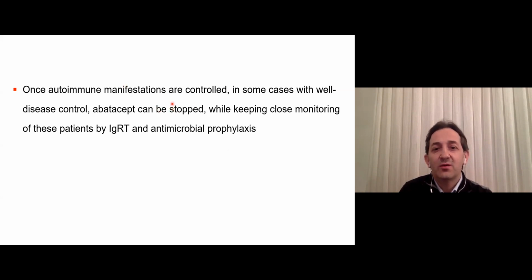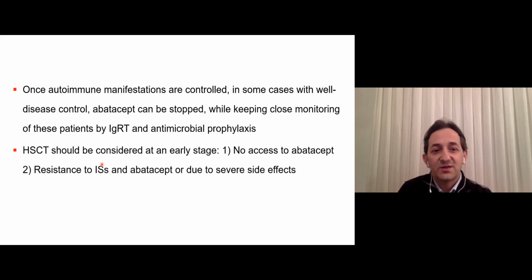And lastly, when following those patients long-term, if the disease is well controlled, abatacept can be stopped in some patients while keeping them under very close monitoring and follow-up with immunoglobulin replacement therapy and prophylaxis long term. And also transplantation, as we saw in our cohort, should be performed at an early stage, especially for patients who don't have access to abatacept, or who have a very severe phenotype, are resistant to immunosuppressants, and showed severe side effects due to these kinds of therapies.